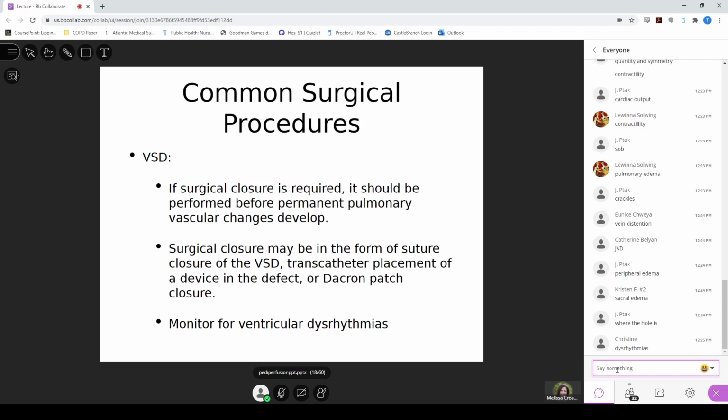So surgical closure can be done with a suture. It can be a device that's placed in the hole, or it can be a patch, a Dacron patch, which is just a closure patch. Obviously with those, you're also going to look for any type of rejection. And then you're monitoring for dysrhythmias, ventricular dysrhythmias, after you close up this VSD, because you've irritated the ventricles of the heart by surgery on there. So you're watching for those ventricular dysrhythmias after. You're watching for any type of rejection, bleeding, any type of change in cardiac output, any type of decompensation that would be going on.